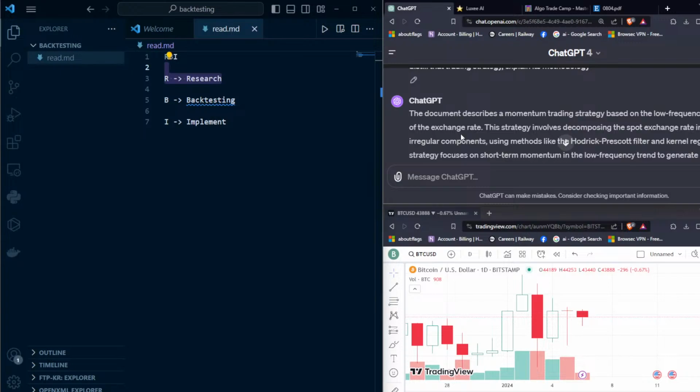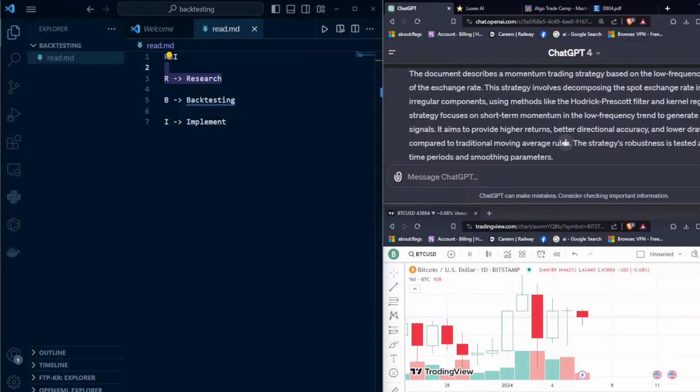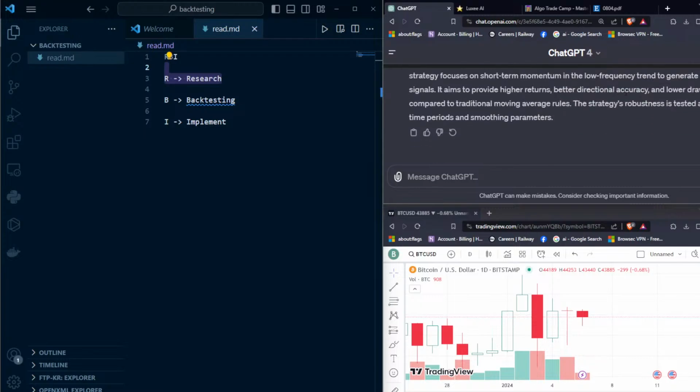So this is really short. It describes a momentum trading strategy based on the low frequency component of the exchange rate. This strategy involves decomposing the spot exchange rate into regular and irregular components using methods like the Hodrick-Prescott filter and kernel regression. The strategy focuses on short-term momentum in the low frequency trend to generate buy and sell signals. Right, so it focuses on the short-term momentum to decide when to buy and when to sell. It aims to provide higher returns, better directional accuracy, and lower drawdowns, compared to traditional moving average rules. The strategy's robustness is tested across different time periods and smoothing parameters.